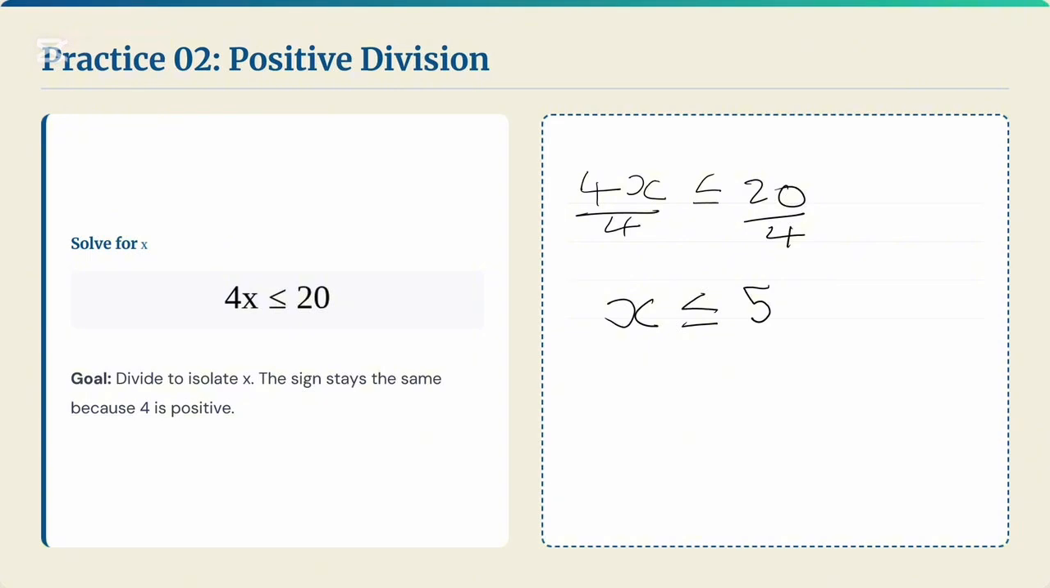Now, in interval notation, since this 5 is included, we're going to say negative infinity. Remember, we always start with negative infinity. Then 5 is included, so we use our square brackets because it is included.